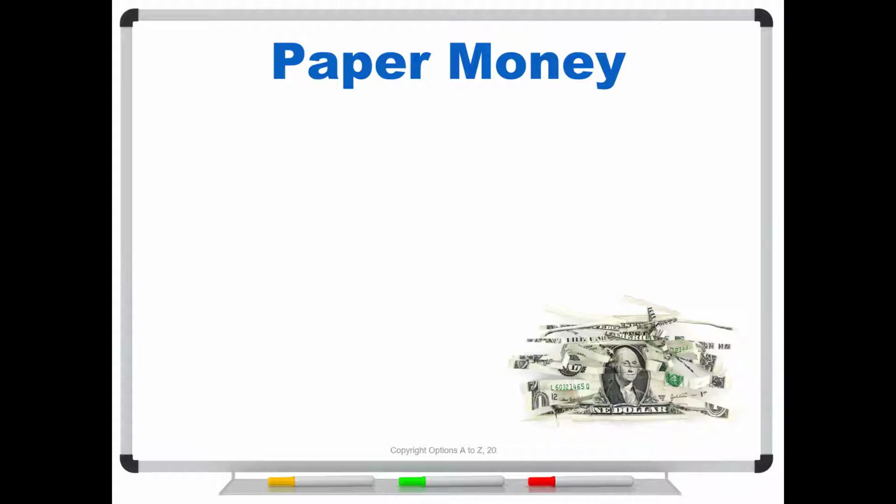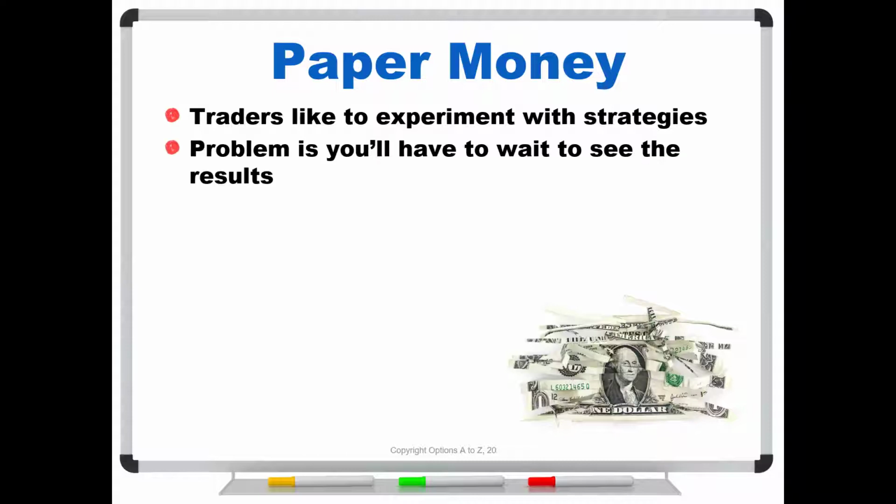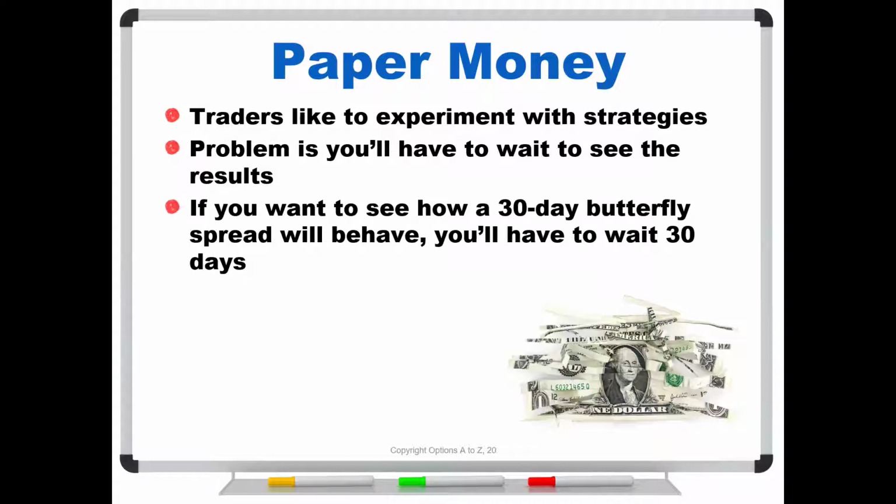So what's the point of Backtrades? Well, we know that traders like to experiment with strategies. That's really the main reason for using paper money. But there's a problem. The problem is you'll have to wait to see the results. So for instance, let's say that you want to see how a 30-day butterfly spread will behave. Well, you've got to put it on today, and now you've got to wait for 30 days. Every single day checking to see how it performed. And probably what your real concern is, how would it behave at expiration? But you got to wait.